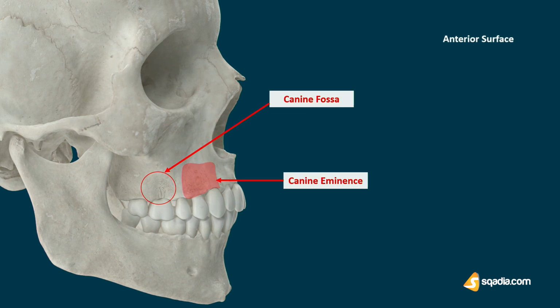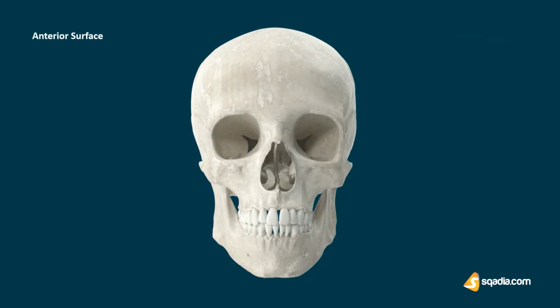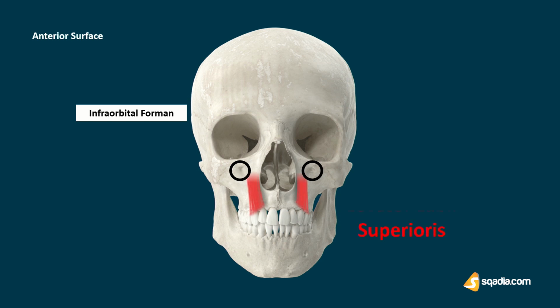Above the canine fossa, there is an infraorbital foramen, which transmits infraorbital nerves and vessels. The levator labii superioris arises between the infraorbital margin and infraorbital foramen. Medially, the anterior surface ends in a deeply concave border, the nasal notch.